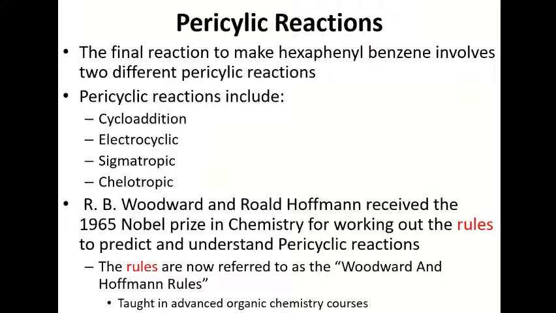In this sense, Woodward and Hoffmann received the 1965 Nobel Prize in Chemistry for working out the rules to predict and understand pericyclic reactions. The rules are now referred to as the Woodward-Hoffmann rules. This is taught in advanced organic chemistry courses here at YouTube.